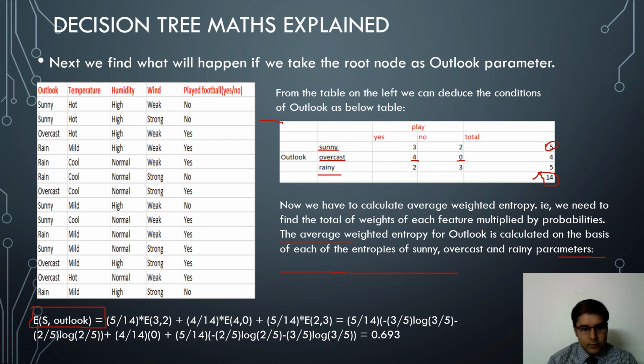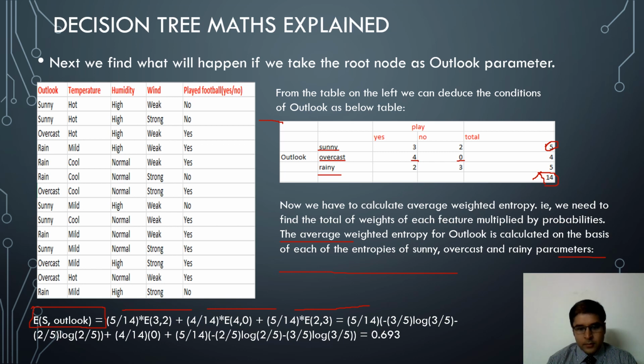E(outlook) is equal to 5/14 into E(3,2), that is for sunny. Here it is calculated from here to here, and from here to here it is 4/14 into E(4,0) for overcast. E(4,0) simply implies the entropy for overcast on yes and no classes, and 5/14 into E(2,3) is for rainy. This is the weight 5/14 for rainy, and E(2,3) is the entropy for rainy.